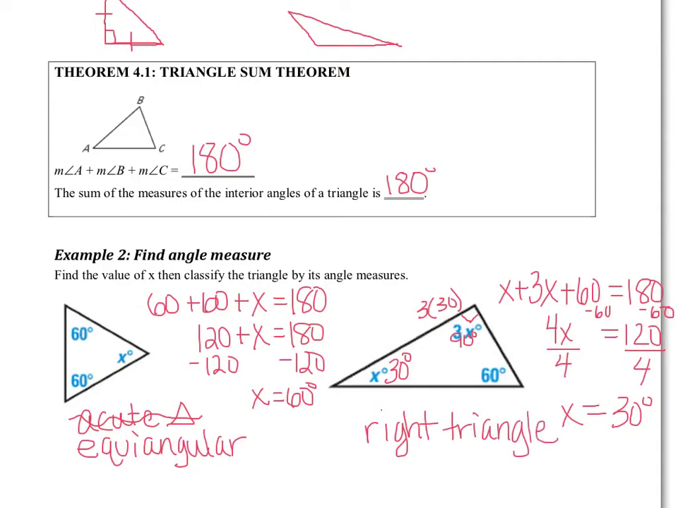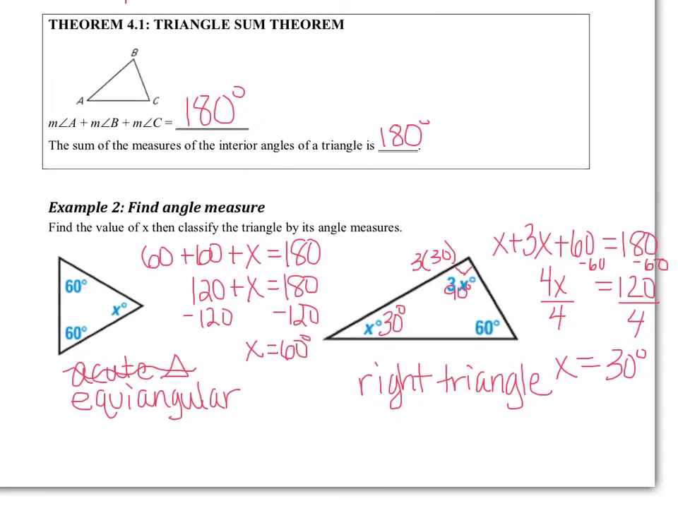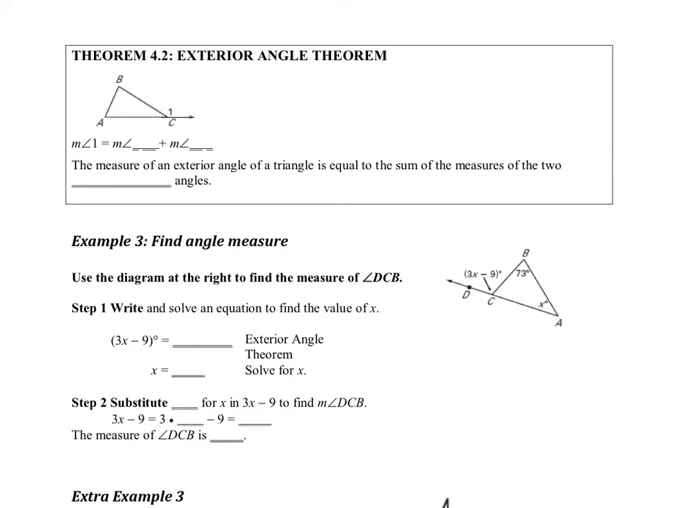Alright, well let's look at the next part. Let's now look at our exterior angle theorem, and pay close attention to this. This is one that students often mix up. So the measure of angle 1, this is the angle on the outside. That's my exterior angle for this triangle. That's going to equal the measure of angle A plus the measure of angle B. So the two angles that do not touch it. So it equals the measure of angle A plus the measure of angle B.